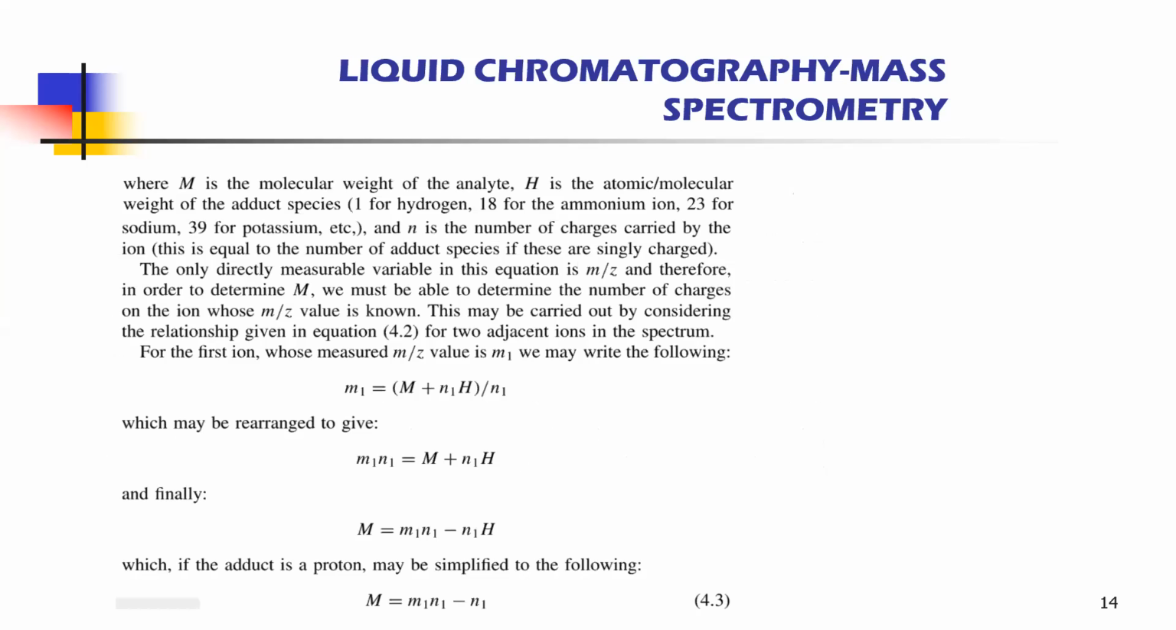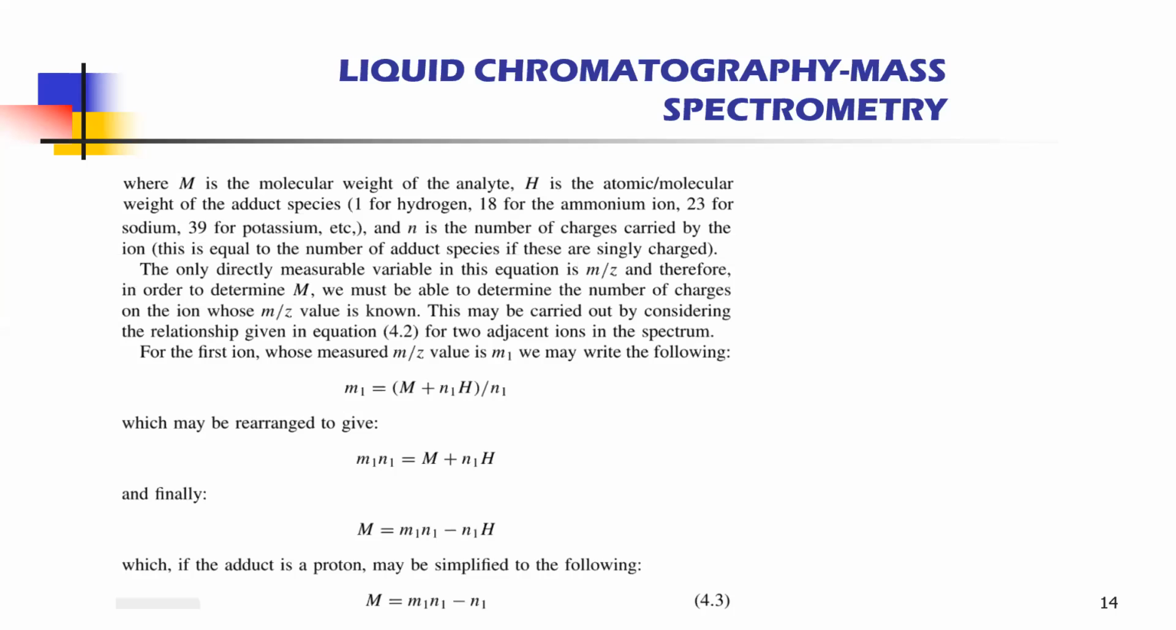That mass will get added up. And n is the number of charges carried by the ion. So this is equal to the number of adduct species if these are singly charged. Obviously, the ammonium ion, sodium ion, and potassium ion are all singly charged. So if we are getting one potassium, one hydrogen, or one ammonium, either of them will get added up. So n will be 1 for that.